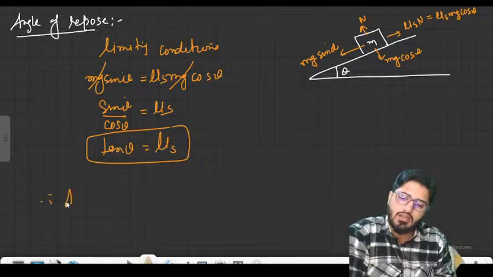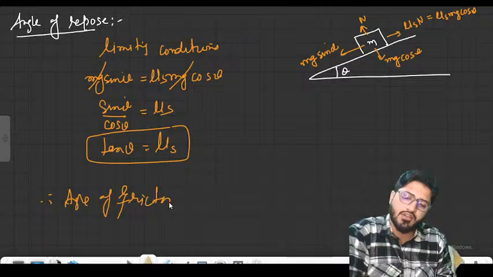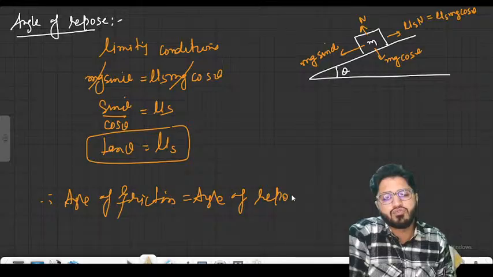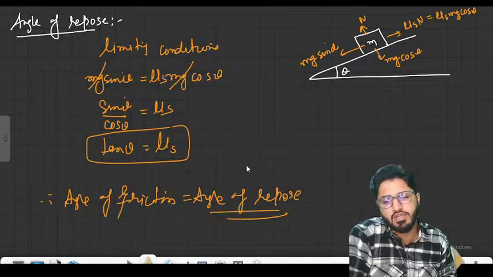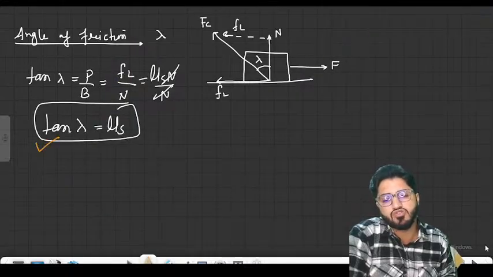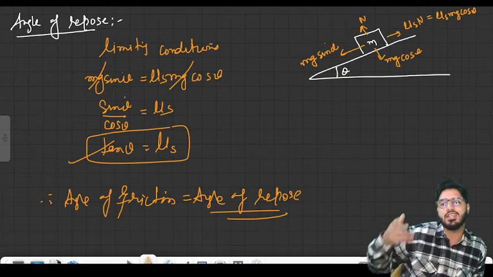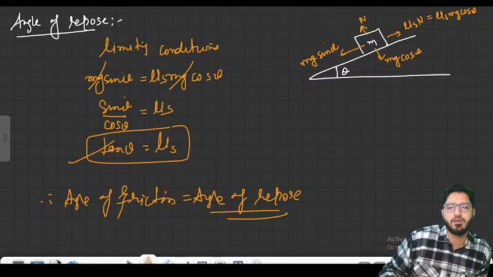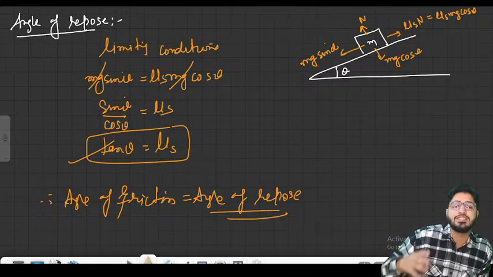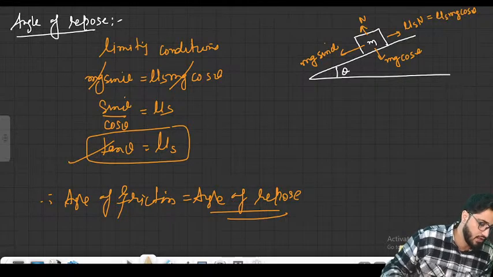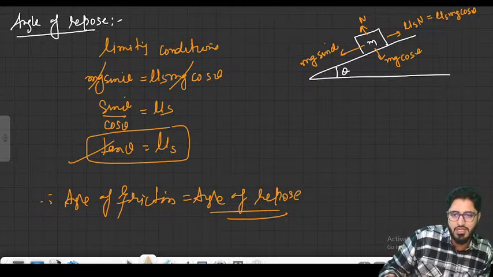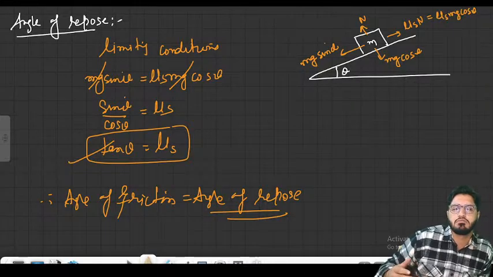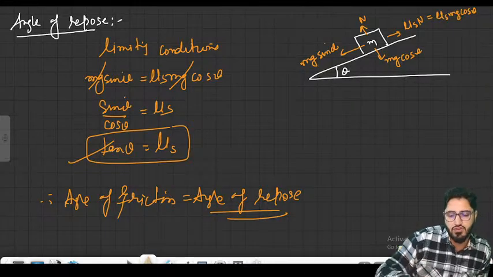So you can see that angle of friction is equal to angle of repose. Why? Because tan theta is mu s and tan lambda is also mu s. If we are studying angle of repose, if we are studying angle of friction, but what is the consequence? What is the significance of it? If you are writing it, or learning it, then what is the application part of it, what is the significance of it?